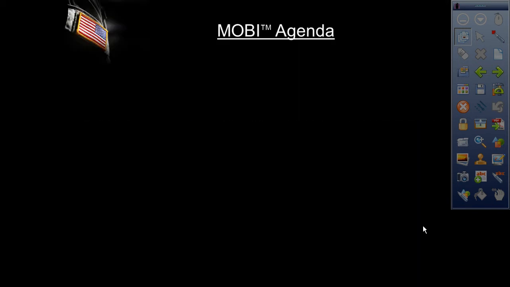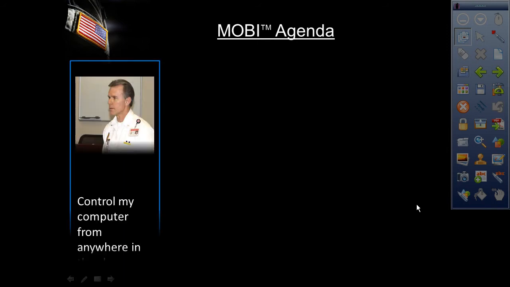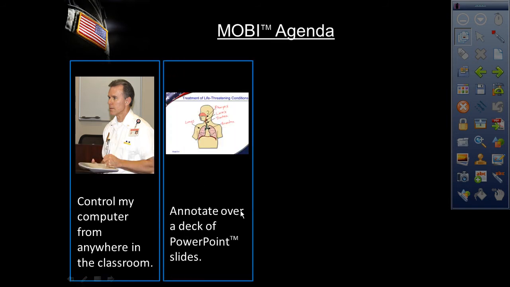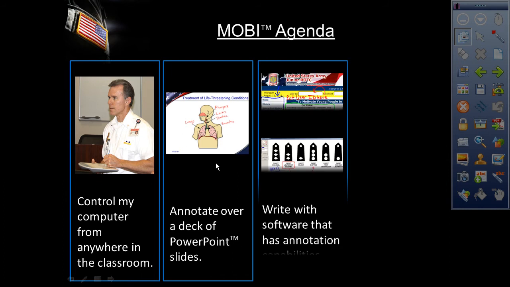So in the agenda for the next video, what we're going to cover is, number one, how to use Mobi to control your computer from anywhere in the classroom. That's the mobility. That's where the name Mobi came from, now mobile. Number two, annotate over a deck of PowerPoint slides. A lot of people don't know that there is an annotation software feature in PowerPoint that allows you to annotate, as you can see in this slide here.